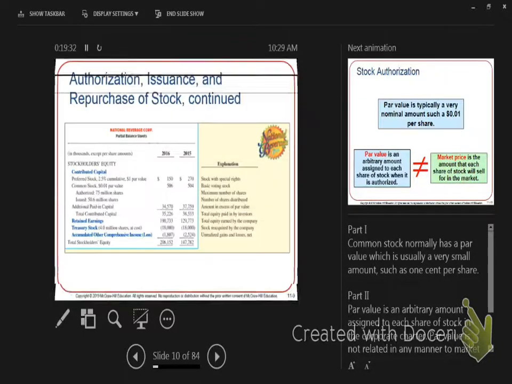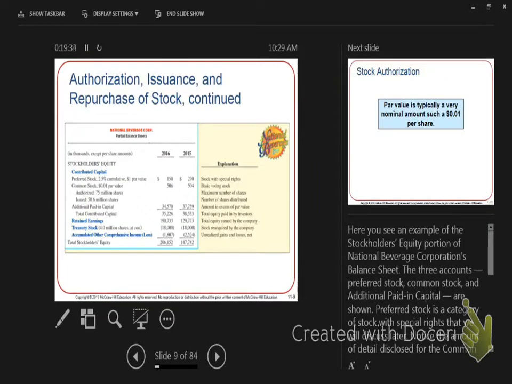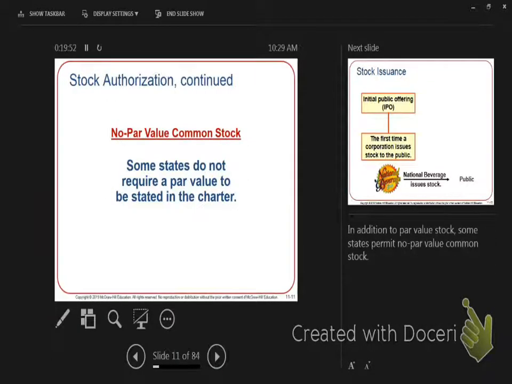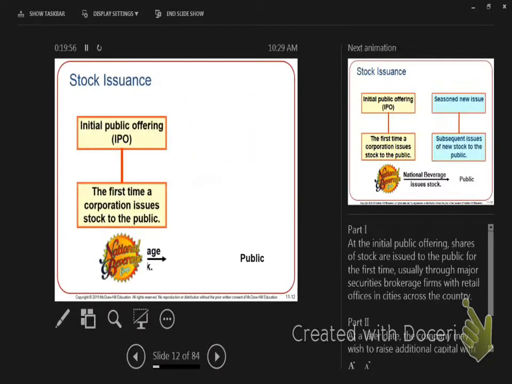All right, so if you look at what this number was, I can't read that. Is it a penny or a dollar? Okay, it's 0.01. Thank you. All right, and that's what it is. If you look at the preferred stock, it was $1. So it's a very small number. All right, it does not equal the market price or what the stock would sell for. There are some states that do not have par. If that's the case, you'd use the stock price.